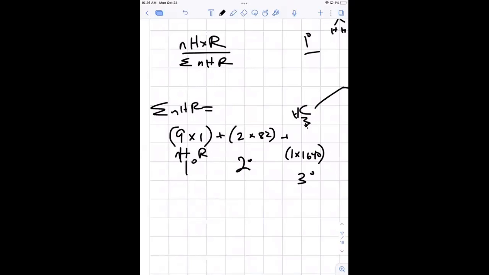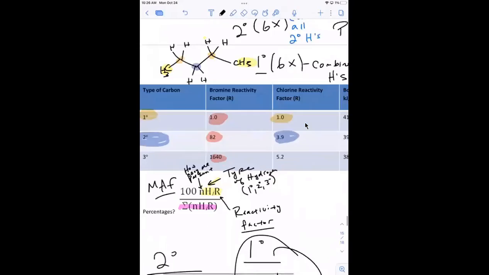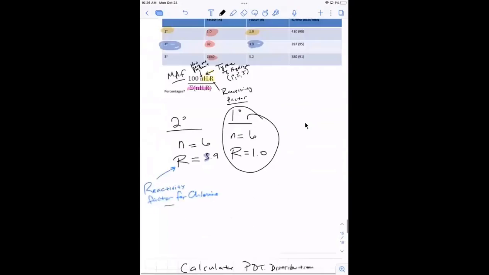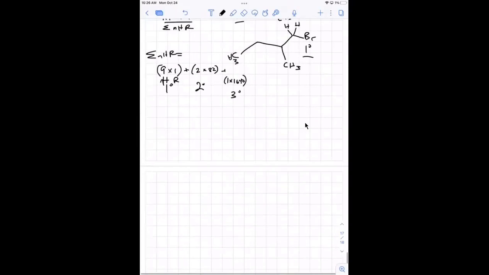Where did the 82 come from? Okay, that's the R for bromine and secondary hydrogen. All right. So secondary is 82, tertiary is 1640. 1733. I knew it.